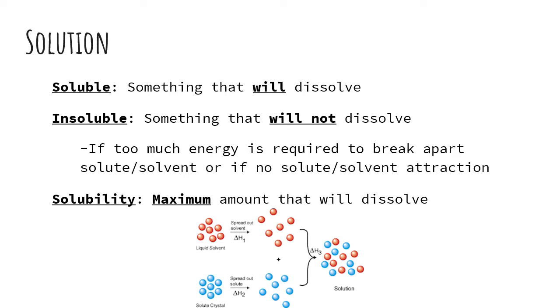Our last term we need to know is solubility. For any substance, it has a certain solubility. What that means is the maximum amount that will dissolve in the given conditions. That's going to change based on temperature, what the solvent is, what the solute is, or even with the pressure.